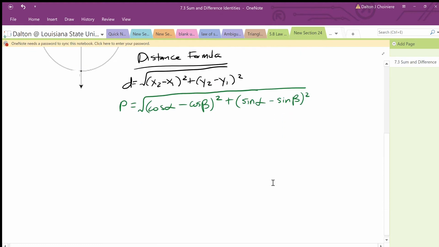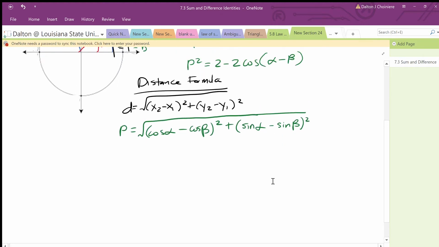Now that radical is going to be a little annoying. So we can get rid of the radical if we square both sides, right? So if we square both sides, we put p squared equals, on the right-hand side, the radical goes away. So then we just have cosine of alpha minus cosine of beta squared plus sine alpha minus sine beta squared. Now, the goal is to kind of clean this up a little bit as well.